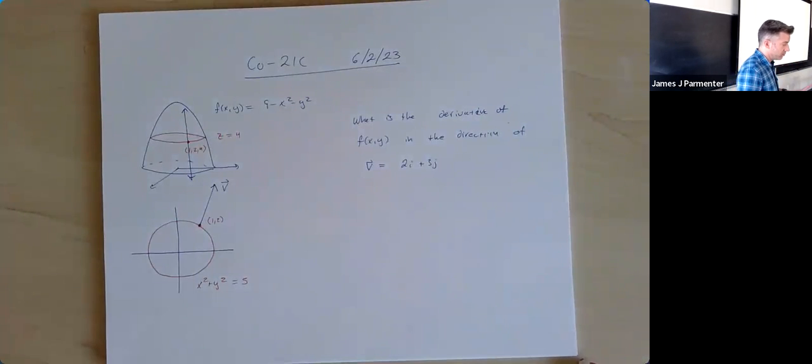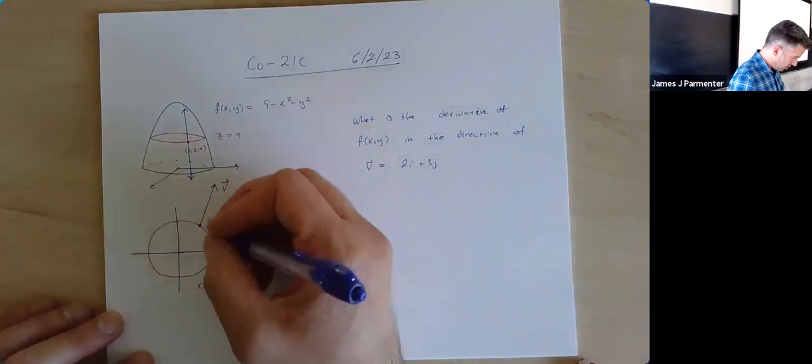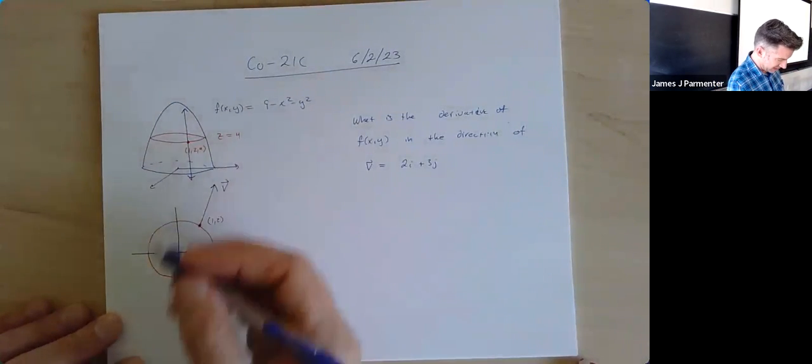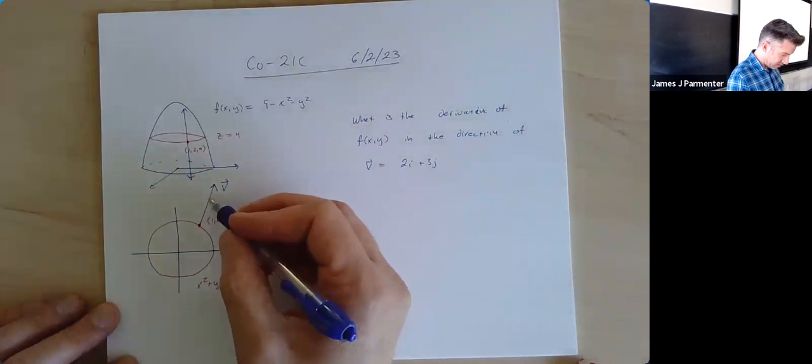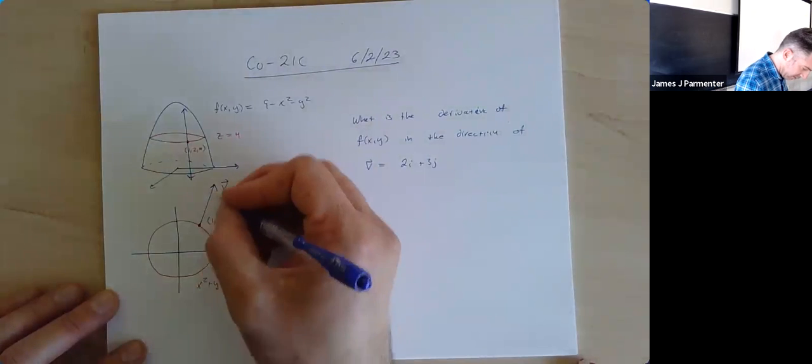So here's what we're going to do. At this point, what is the slope of the tangent line? We're going to parameterize this vector. We're going to make it a line, not just a vector.